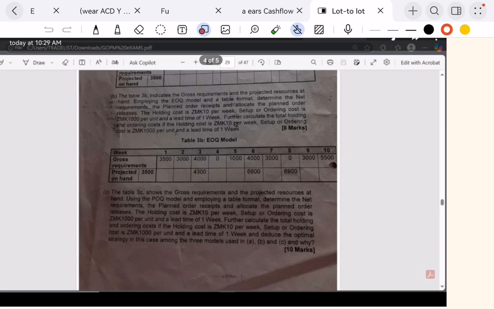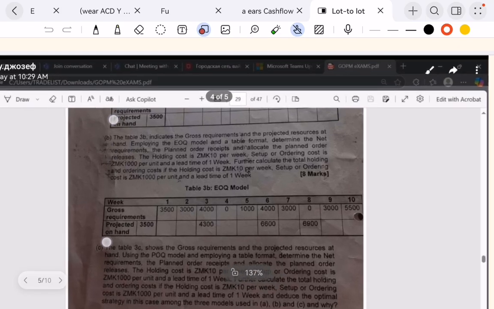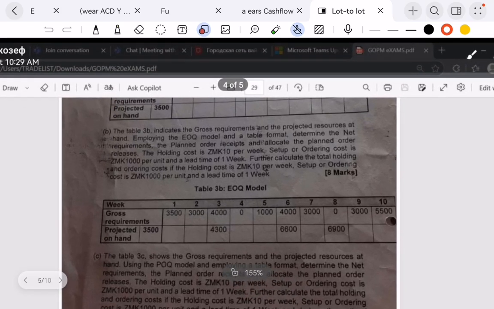Oh, no. This is C. B is this one here. The table 3B indicates the gross requirement and the projected resources at hand. Employing the economic order quantity model in the table format, determine the net requirement, the planned order release, and allocate the planned order release.